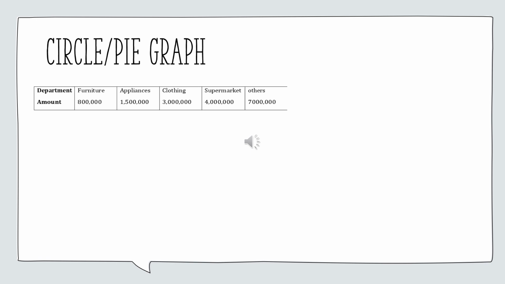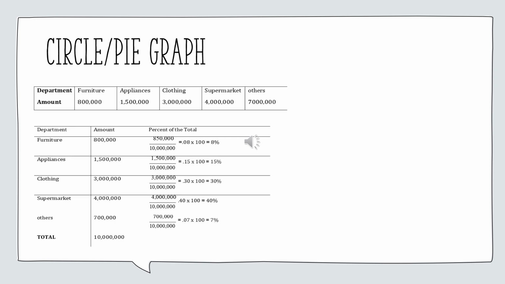The clothing department has not been left behind, with sales striking a notable 3 million pesos. The supermarket has experienced a solid sales performance, racking up 4 million pesos. Lastly, the others category has seen an extraordinary 7 million pesos in sales. We will now calculate the ratio of each department to the total entries as a percentage. Since the total sales amount to 10 million pesos, each amount in each category will be divided by this total.